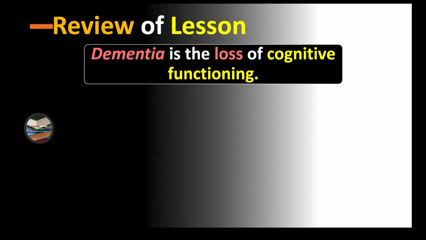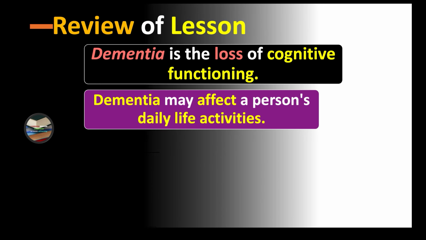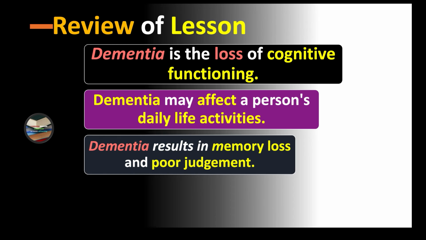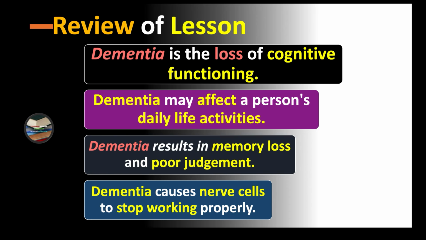Let's review the lesson. Dementia is the loss of cognitive functioning. Dementia may affect a person's daily life activities. The next point is dementia results in memory loss and poor judgment. Dementia causes nerve cells to stop working properly.